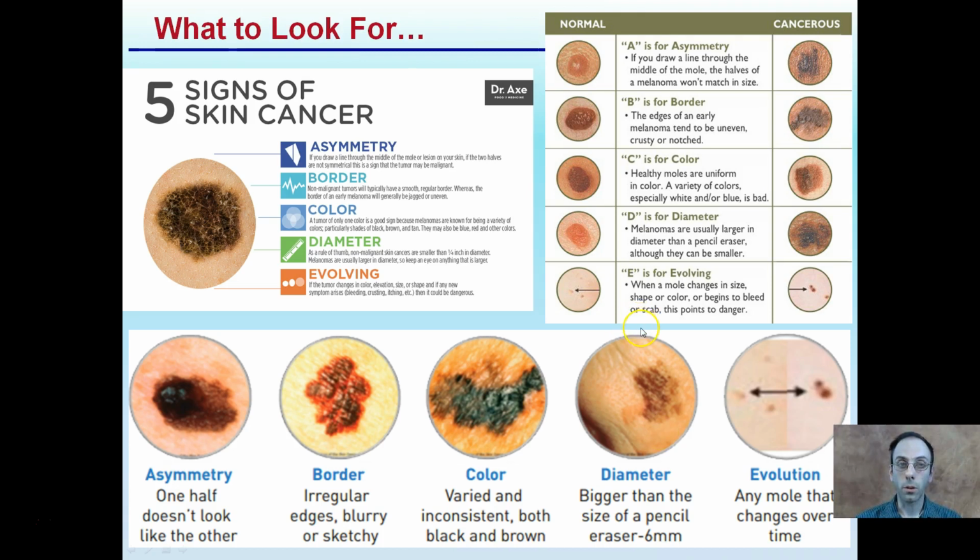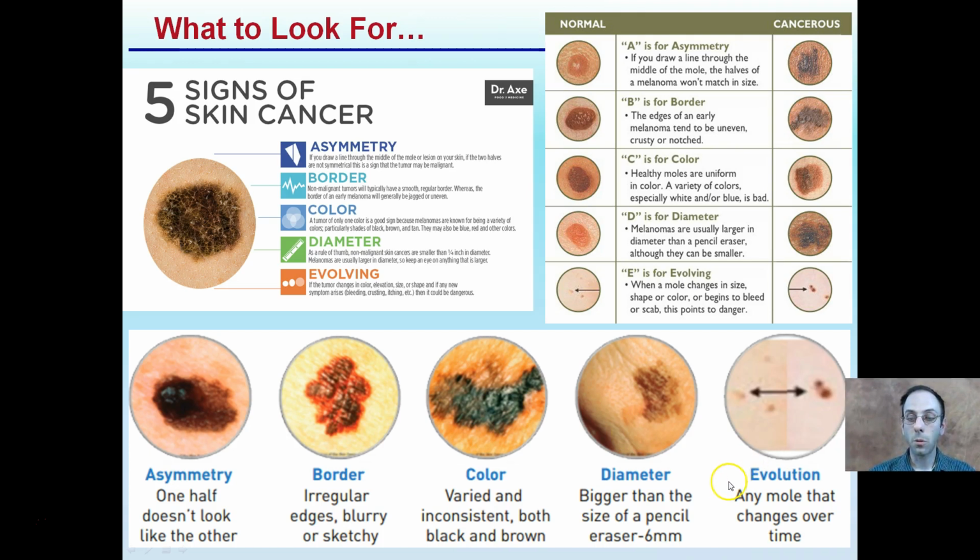So what do you look for in skin cancer? Well, there's the A, B, C, D, E. Asymmetry. If it's asymmetrical, doesn't look like the other half, that's one red flag. B is for border: irregular edges, blurry or sketchy, an irregular border region. C is color, which is either varied or inconsistent. It could be brown, black regions. D is diameter, bigger than the size of a pencil eraser, which is approximately 6 millimeters. And then E is evolution, any mole that changes over time.